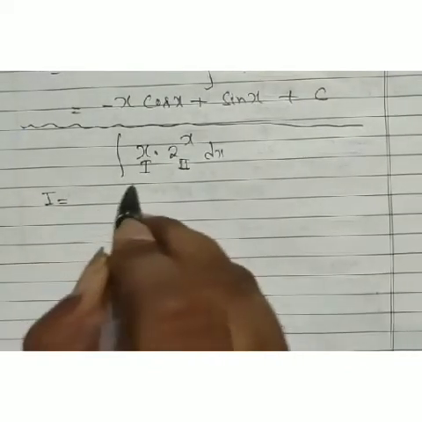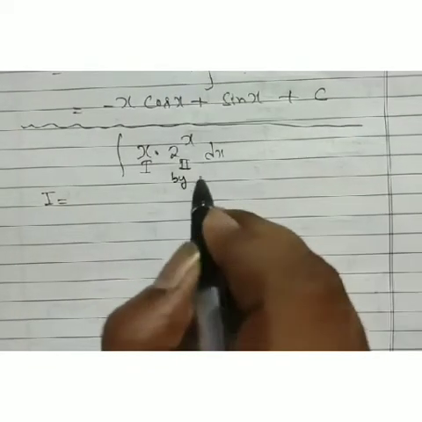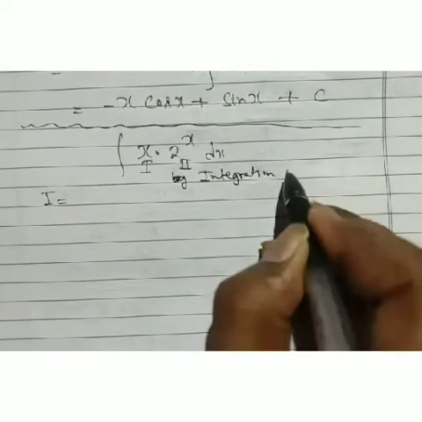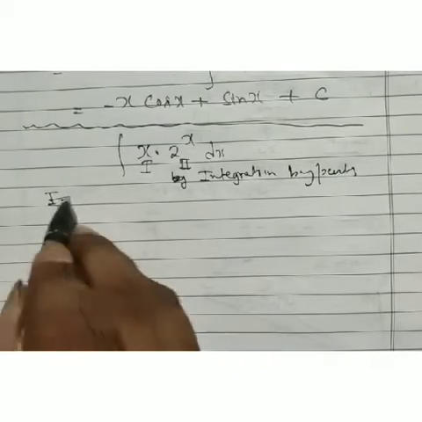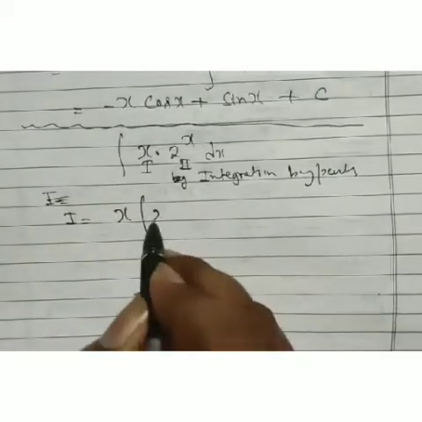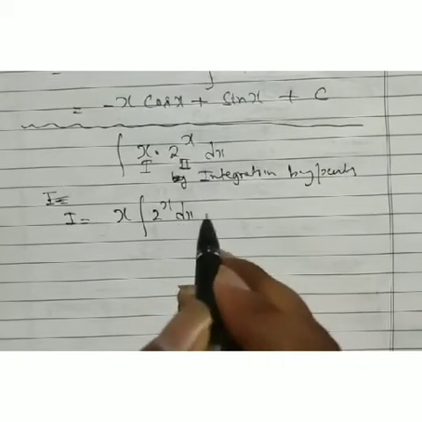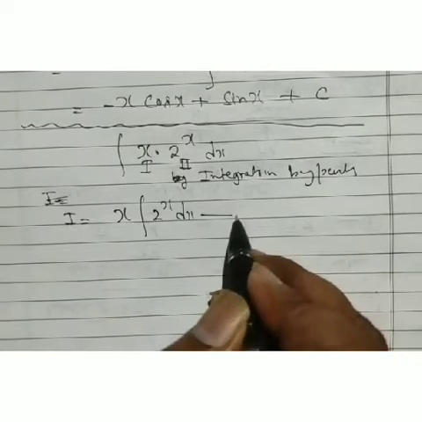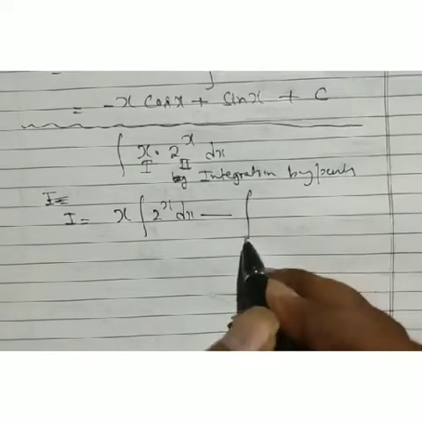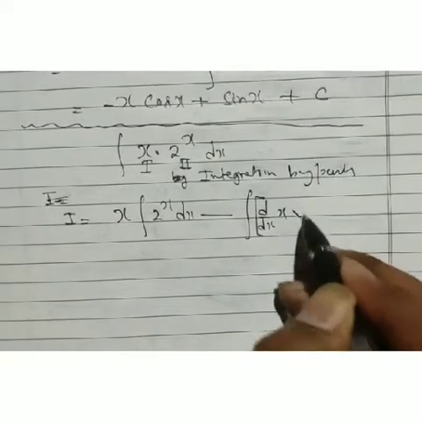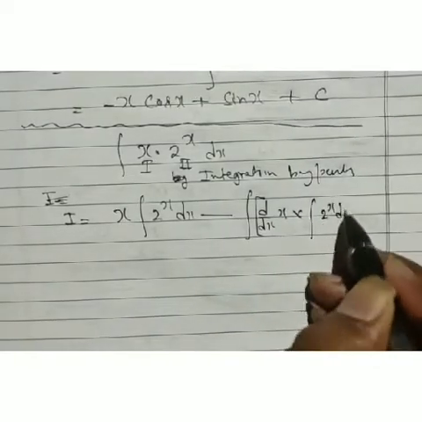Now, using integration by parts, we write down x, the first function, times the integration of 2 to the power x dx, then minus the integration of d/dx of x into the integration of 2 to the power x dx, and the whole dx.